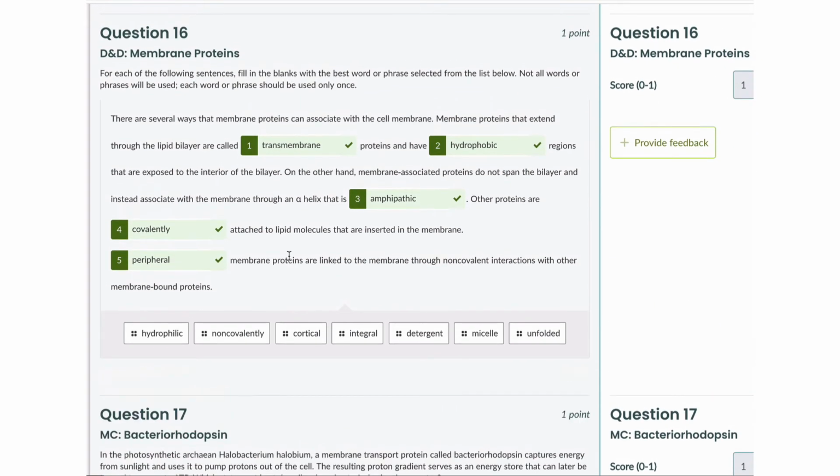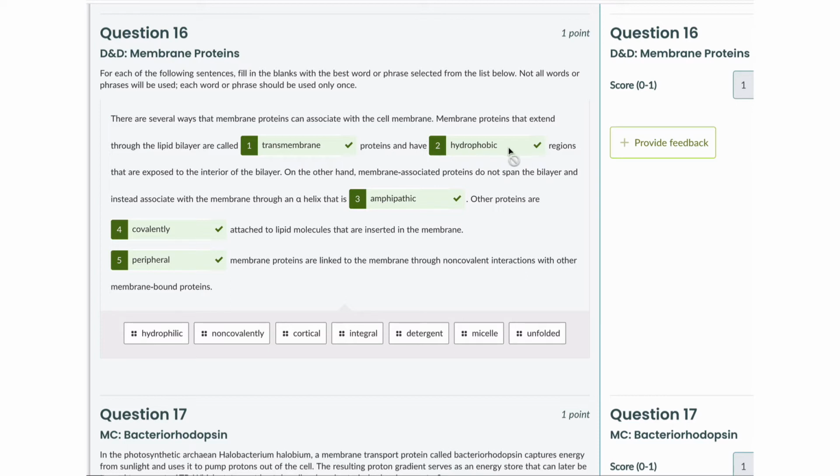Question 16. Again, drag and drop the correct answer into the blanks. For each of the following sentences, fill in the blanks with the word or phrase that best fits, selected from the list below. Not all words or phrases will be used. Each word or phrase should be used only once. There are several ways that membrane proteins can associate with the cell membrane. Membrane proteins that extend through the bilayer, again, are called transmembrane.